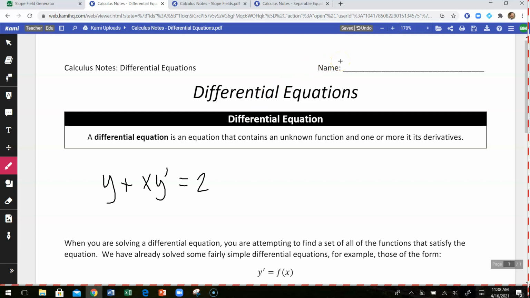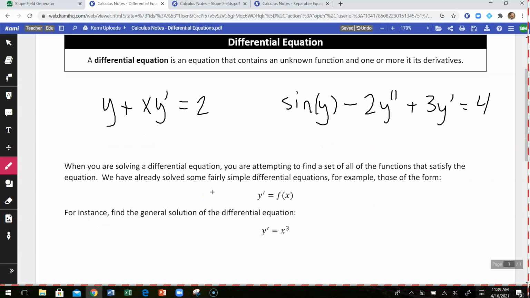There could be a lot of different things going on. You could have something like the sine of y minus 2y double prime plus 3y prime equals 4. In that case, I have an unknown function y and a couple of its derivatives, y prime and y double prime. Okay, so those are just some examples of differential equations.